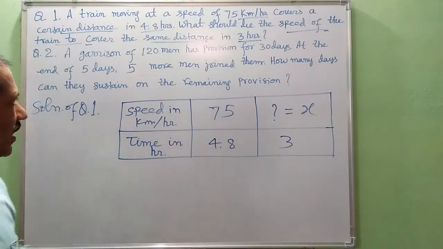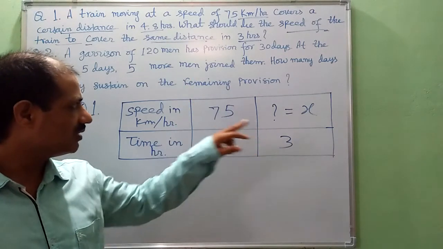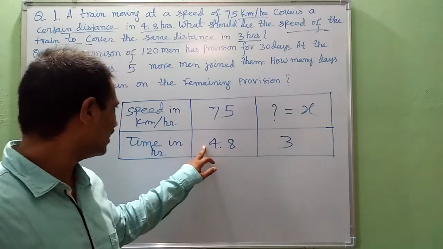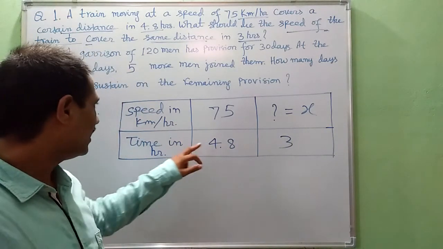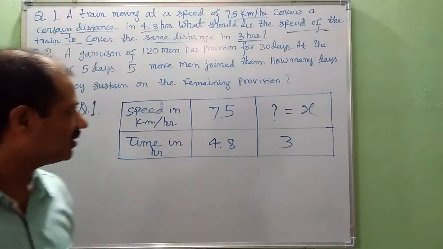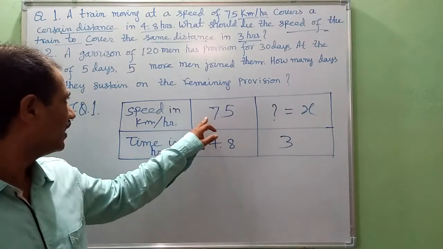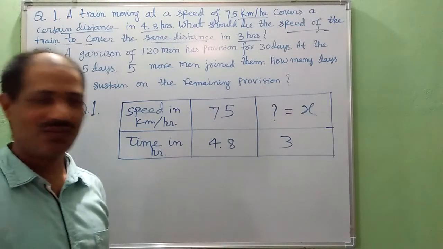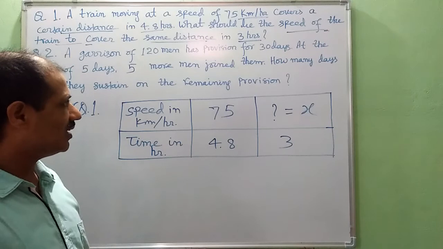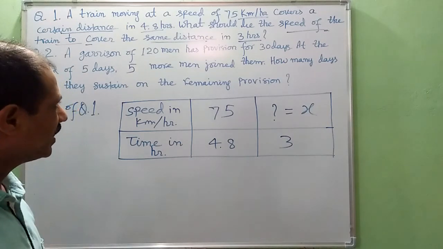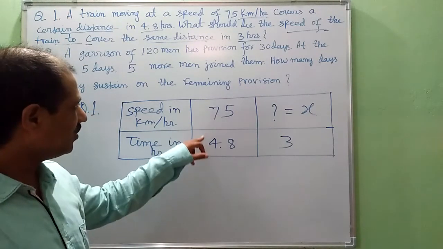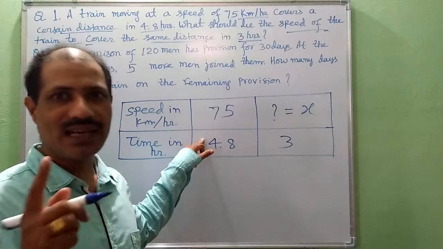As we know, if speed will increase, then time will decrease. Here time is decreasing. We observe from these columns time 4.8 hours is decreased to 3 hours. So speed will increase. And this is called inverse variation. And in inverse variation, x into y is constant. As we know, x into y is equal to constant k, that is positive.